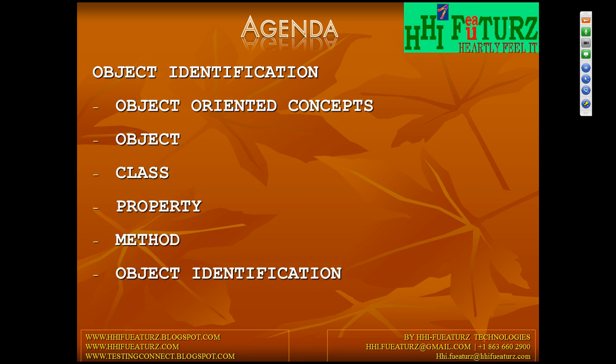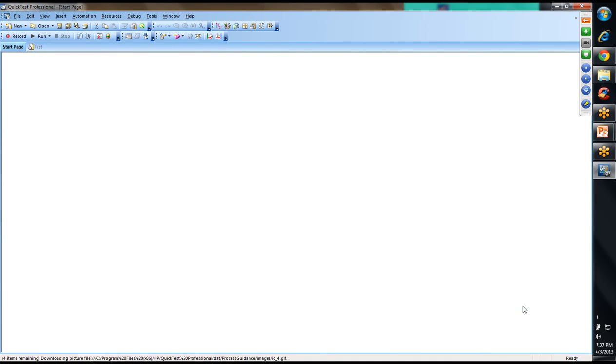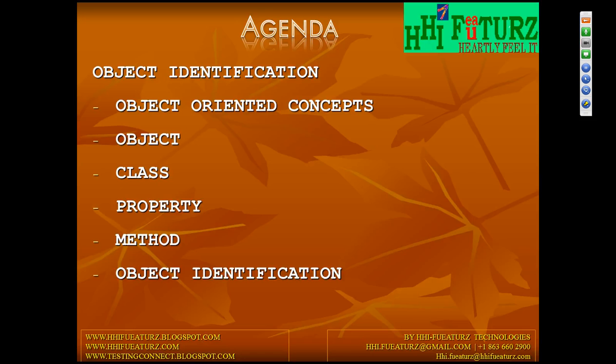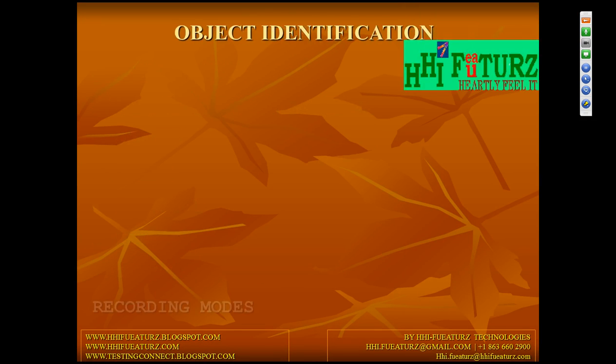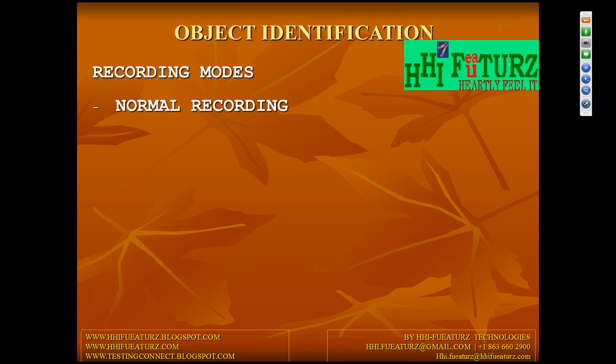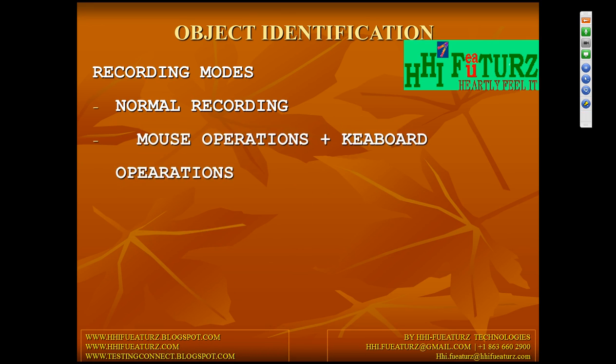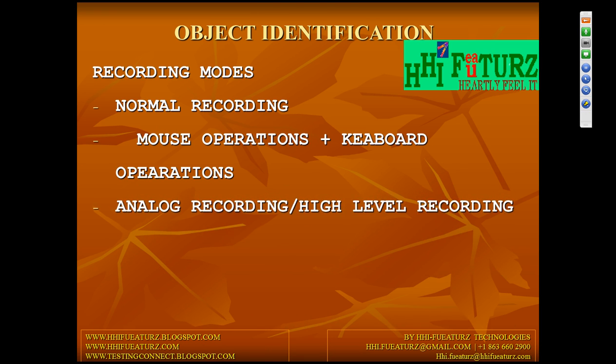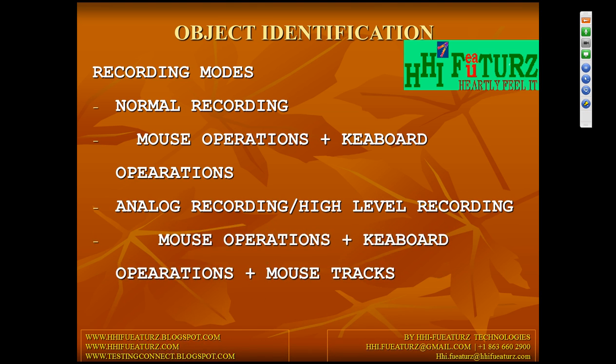So in our class we'll be covering object identification, meaning object oriented concepts at a very high level: what is an object, what is a class, what is a method, what is a property, then the object identification mechanism. Before that, we have one small topic, recording modes. As I said, there are three recording modes in QTP: normal recording, which you can also consider high level recording, analog recording, and low level recording.